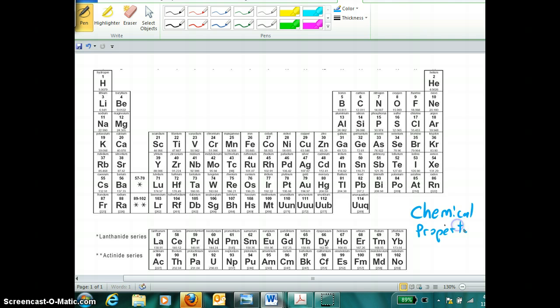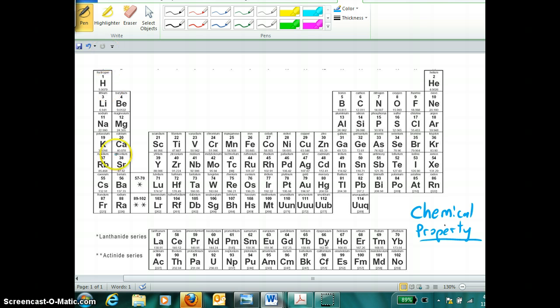So what we're really doing is focusing our attention on placement of elements according to their chemical properties, these being properties that measure reactivity with other elements. How do atoms behave with other types of atoms? That's what chemical properties really measure.